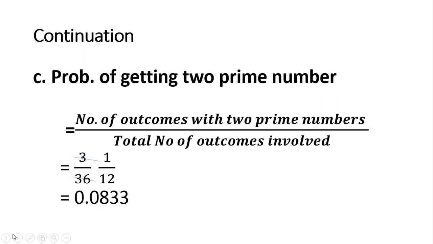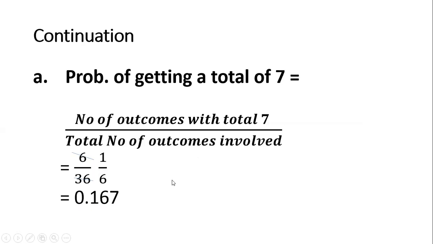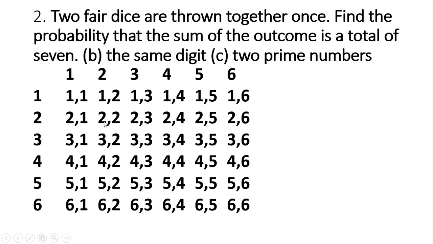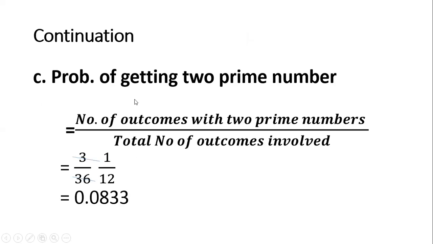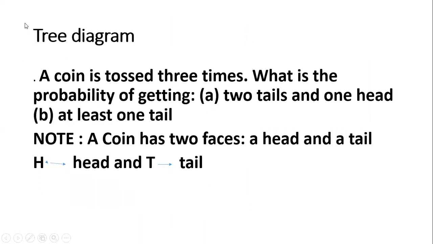The next question says getting 2 prime numbers. Let's go down and see 2 prime. So 2 and 2, 3 and 3, 5 and 5. So we have just 3 outcomes of getting 2 prime numbers. So the number of outcomes with 2 prime numbers is 3, and the total number of outcomes is 36. So 3 over 36, that is 1 over 12, and that will give us 0.083.